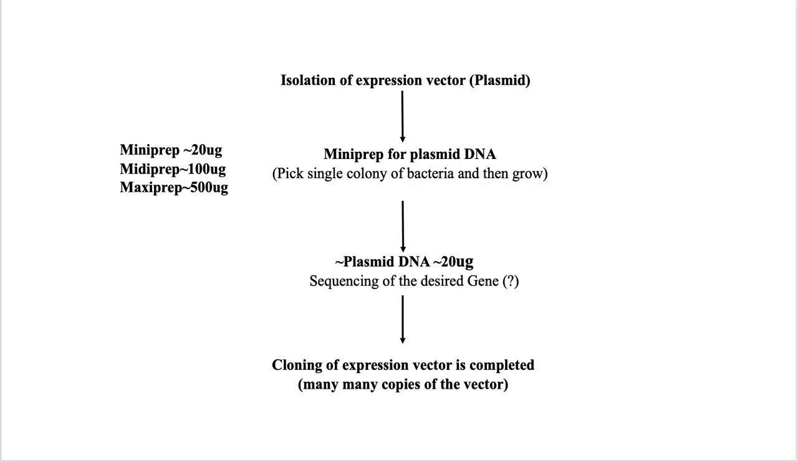As I mentioned in my previous slide, we pick a well-isolated colony and let these cells grow in a liquid media. With the growth of bacterial cells, our expression vector will also replicate, and we will have many copies inside bacterial cells. After a certain time period, we stop the growth of bacterial cells, and then it is followed by the extraction of expression vectors.